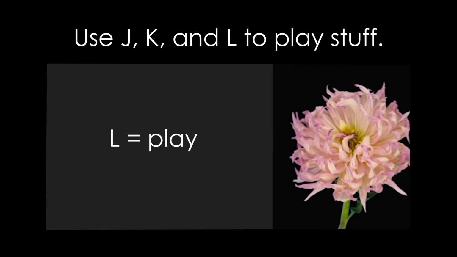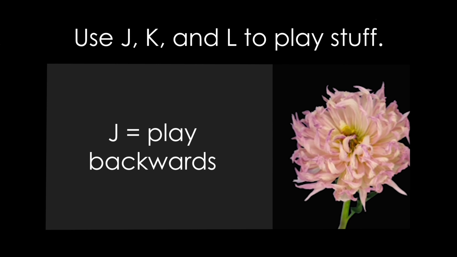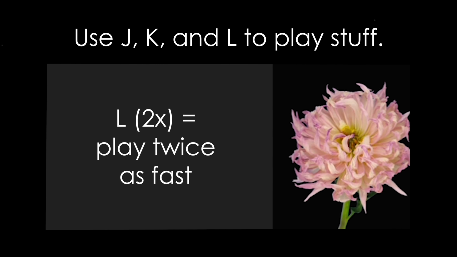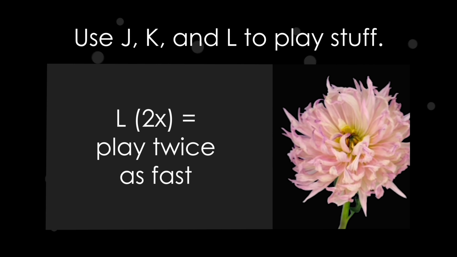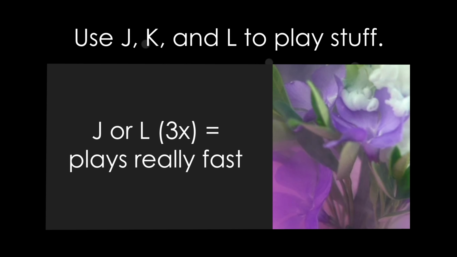L is to play your clip or sequence, K is to pause your clip or sequence, and J is to play your clip or sequence backwards. Hit L twice and it plays your clip or sequence twice as fast. Hit J twice and it plays your clip or sequence backwards twice as fast. Hit L or J 3 times and, well, you get the idea.